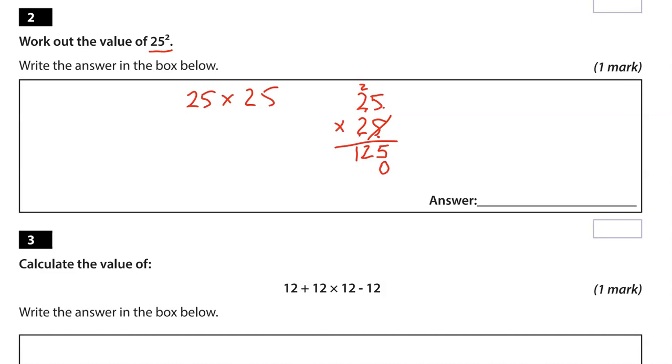So 2 times 5, that is 10. 0 down, 1 carried over. 2 times 2 is 4, and the 1 we carried over, that is 5. So adding these two numbers together, 5 and 0 is 5, 2 and 0 is 2, 1 and 5 is 6. So 625.